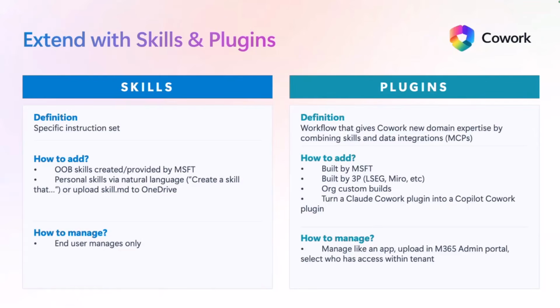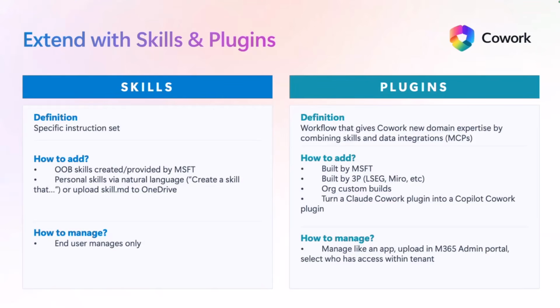On the other hand, we have another way to extend Cowork with something called plugins. This is a way to give Cowork almost a new domain expertise, and it combines skills. You can have one or many skills in a plugin, but also data integrations by MCP. We have several plugins built by Microsoft and third-party services that are available to us today in Cowork. And we also have the ability to have custom plugins. We can turn any Claude Cowork plugin into a Copilot Cowork plugin as well. These are managed at the Microsoft 365 admin portal level.